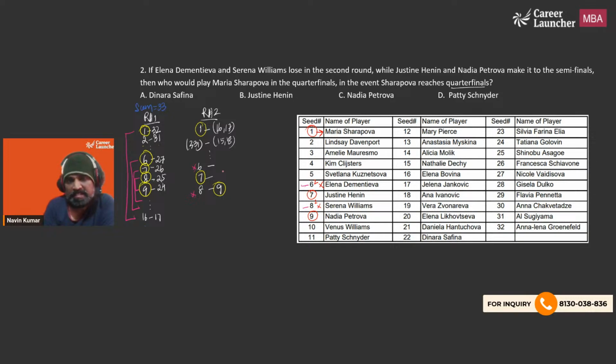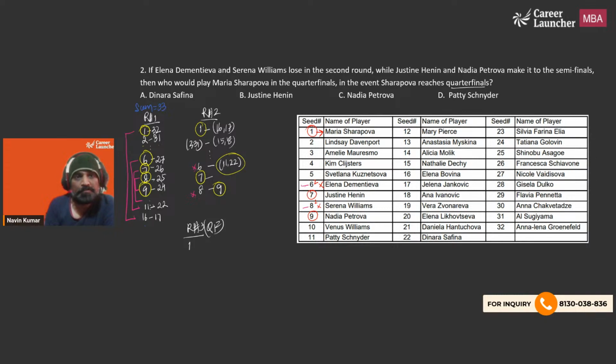So who is going to play against seed number 6? Let's figure that out as well. 1 plus 16 is 17. So 6 is going to play against 11. Sum is 33, so it's going to play against 22. So 6 is going to play against one of the two, 11 or 22, right? They win here. One of those two will be the winners. Now, when they move over to round number 3, which is our quarterfinals.